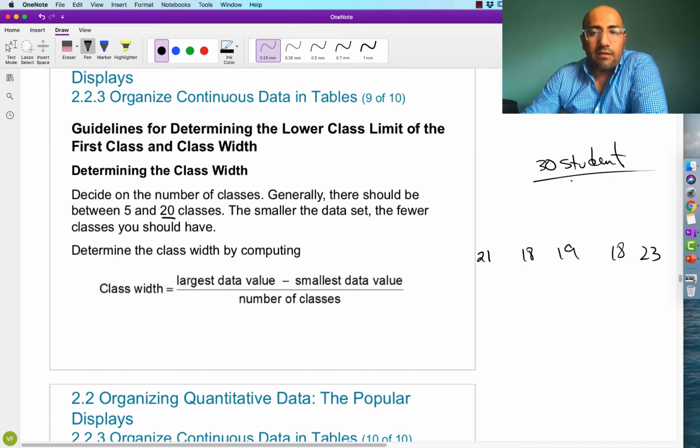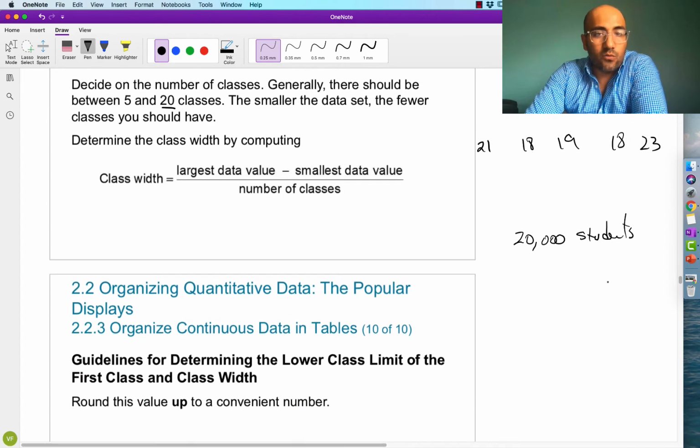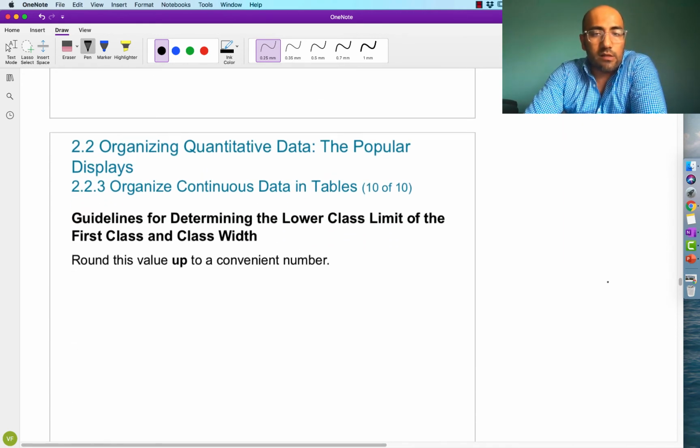On the other hand, if I did this for the entire college, which would have approximately 20,000 students, 5 classes would really not do a very good job of representing the data, 20,000 data points. Good. Okay, so somewhere in between 5 to 20, you can play around with it until you get a good result. As far as our homework goes, though, they usually tell you what to do. So follow the instructions for the homework.